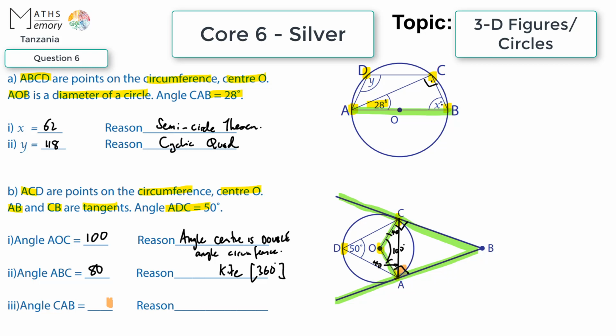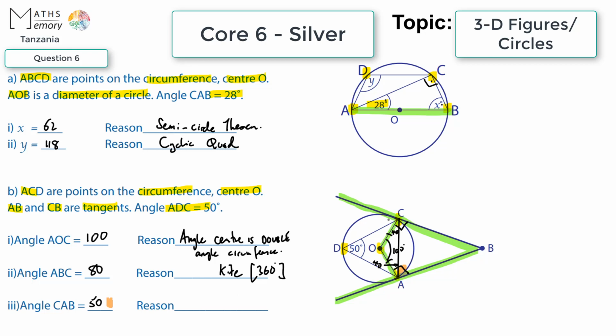So therefore, this is 90 degrees, okay? OAB is 90, because when radii means tangent, it's 90 degrees. Hence, 90 take away 40 must be 50. So the reason could be isosceles triangle and radius means tangent. Or we could say this.